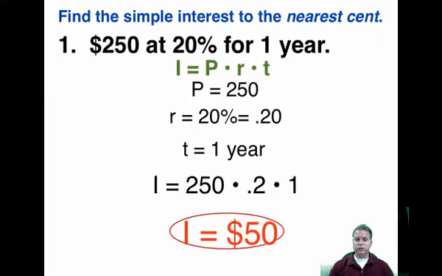And the simple interest would be $50. But remember, that's just the interest. How much in this case would you have to pay back? Hopefully you're going to say the 250 plus the 50, so a total of 300 paid back to whoever was lending the money.